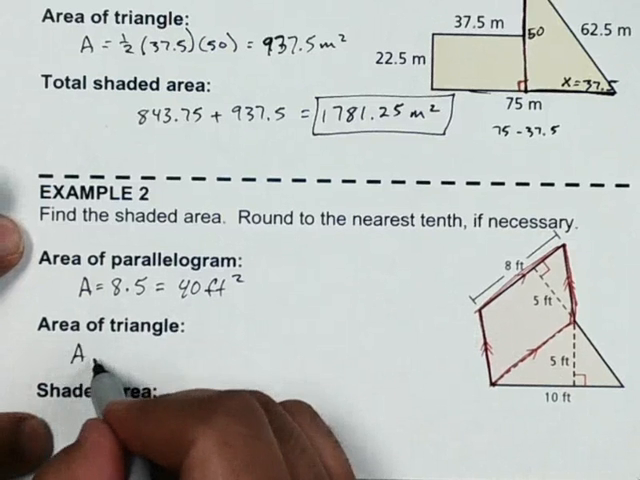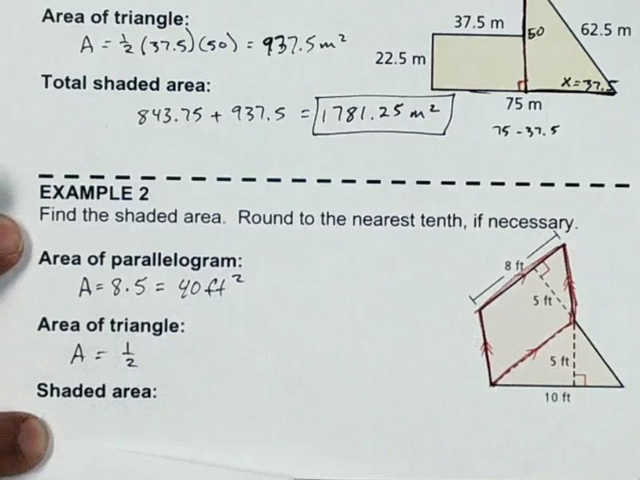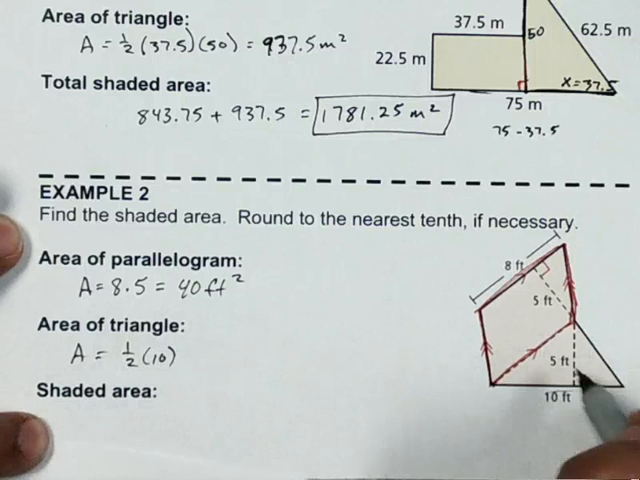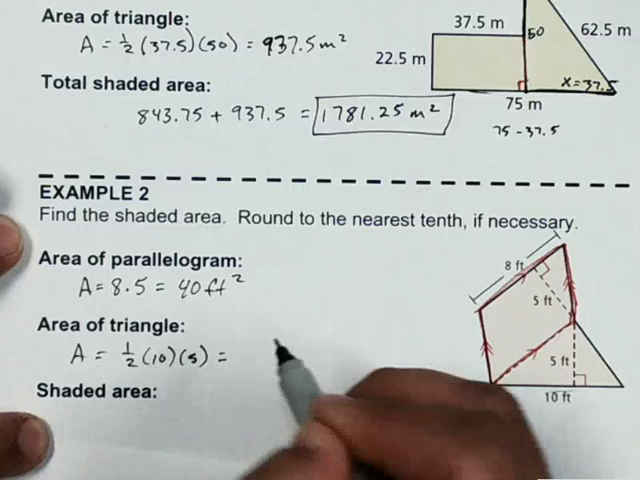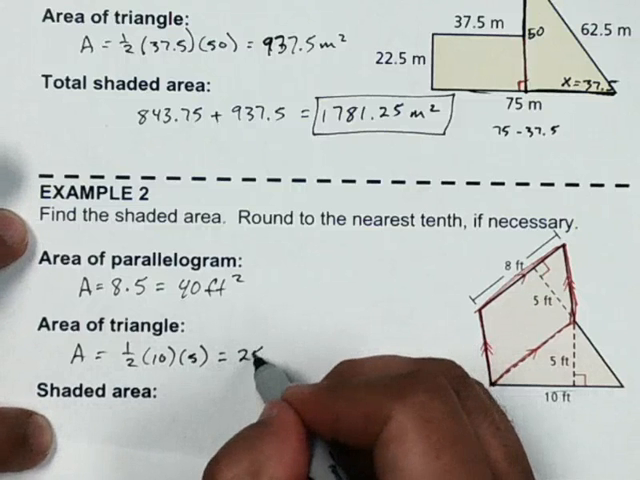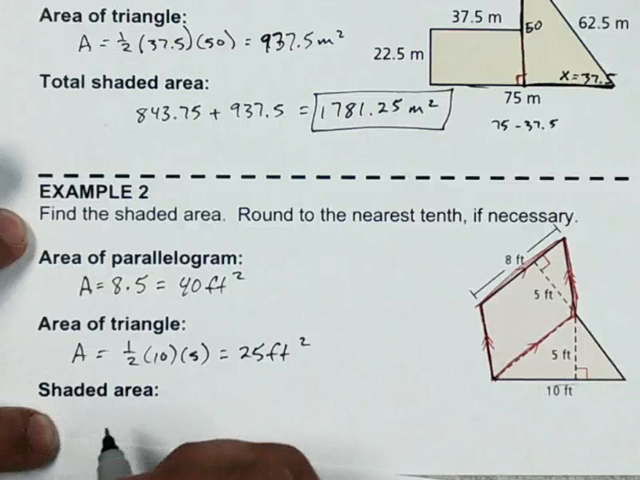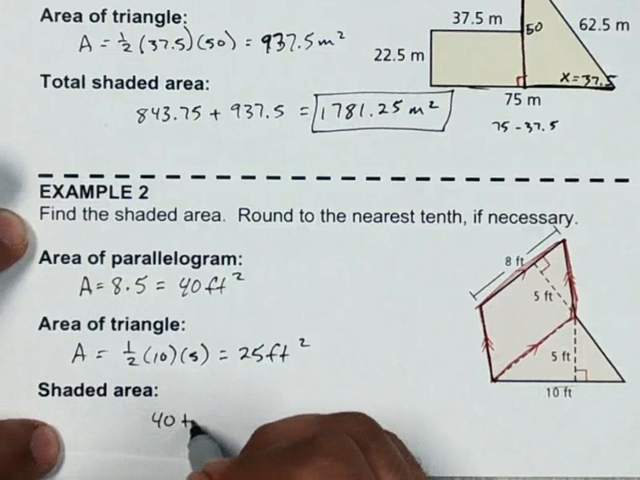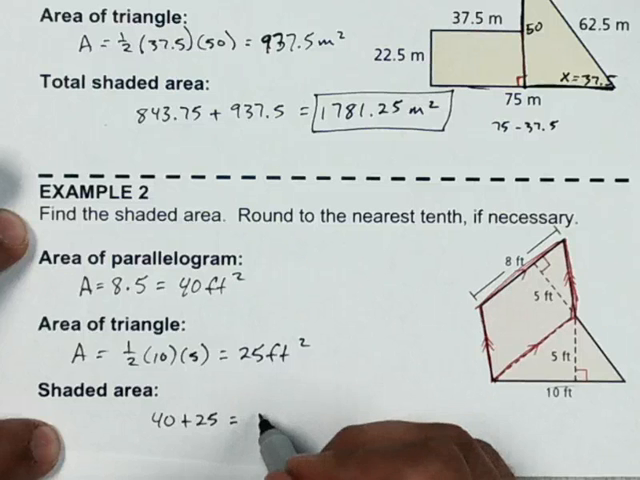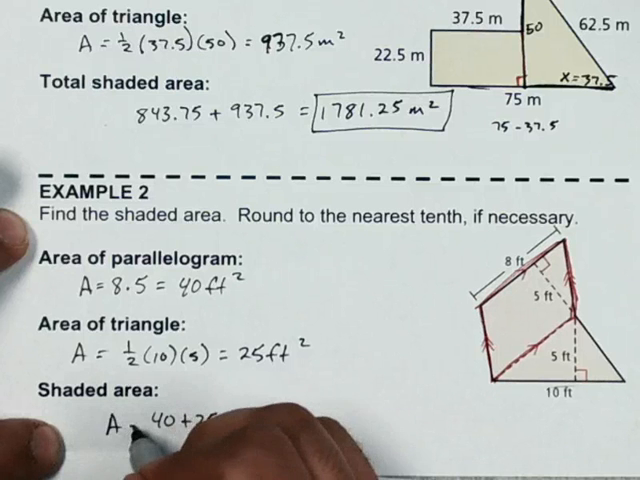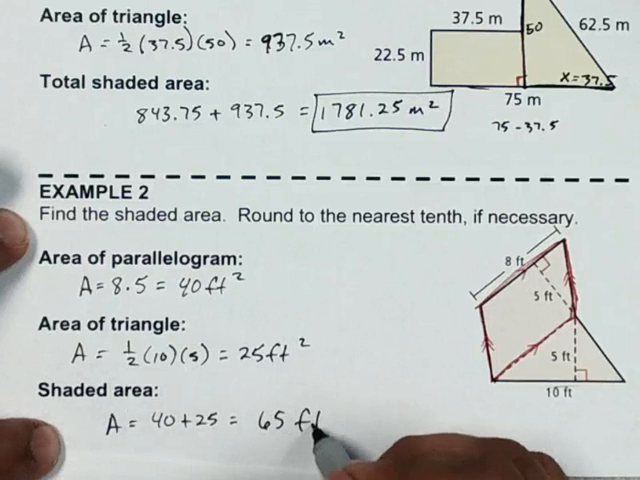All right, area of a triangle is going to be 1/2 base times height. This one's a little easier because they did give me the base, which is 10, and then my height is 5. So that is going to give me 25 feet squared. The shaded area means that I would have to do 40 plus 25, which gives me 65 feet squared.